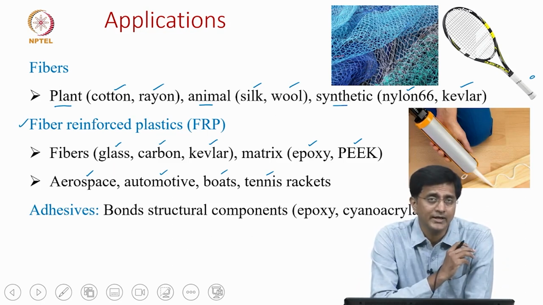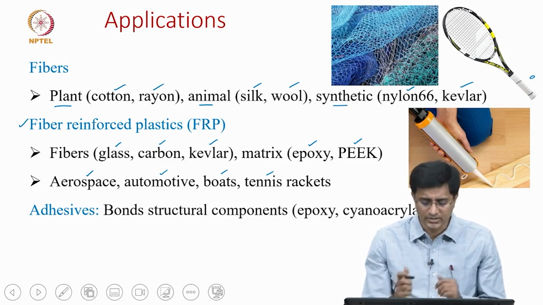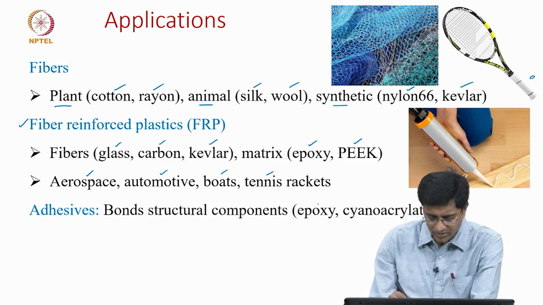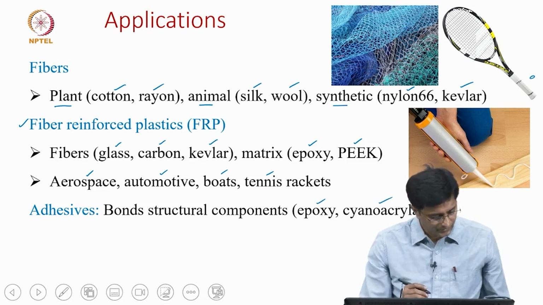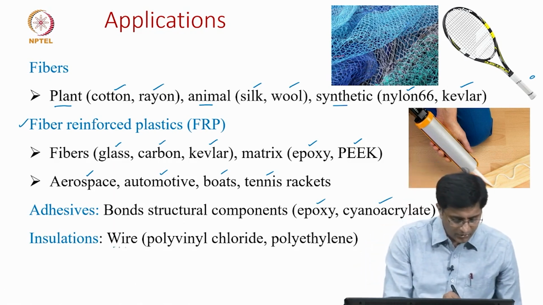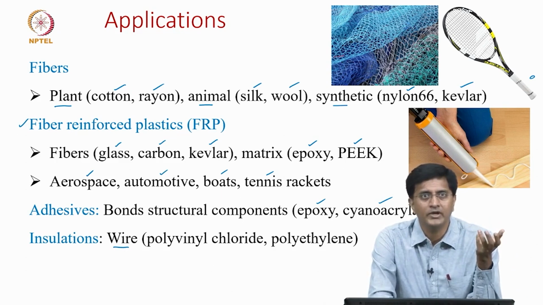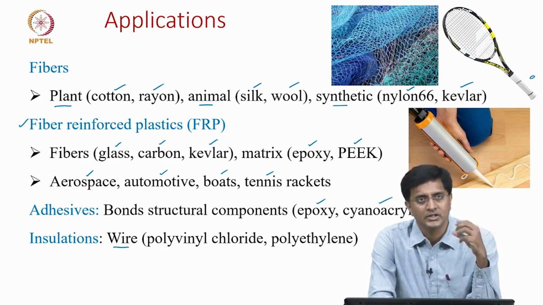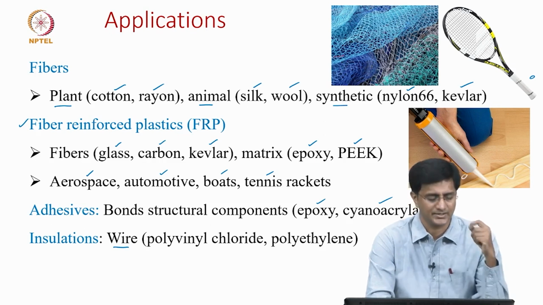So, next, adhesives is one big industry where polymers are used. Adhesives are used to bond structural components. So, again the commonly used polymers are epoxy as well as cyanoacrylate. Polymers are also used for insulation, mostly to insulate electrical wires, where polyvinyl chloride and polyethylene are used. The reason why they are used is because they are again poor electrical conductors.